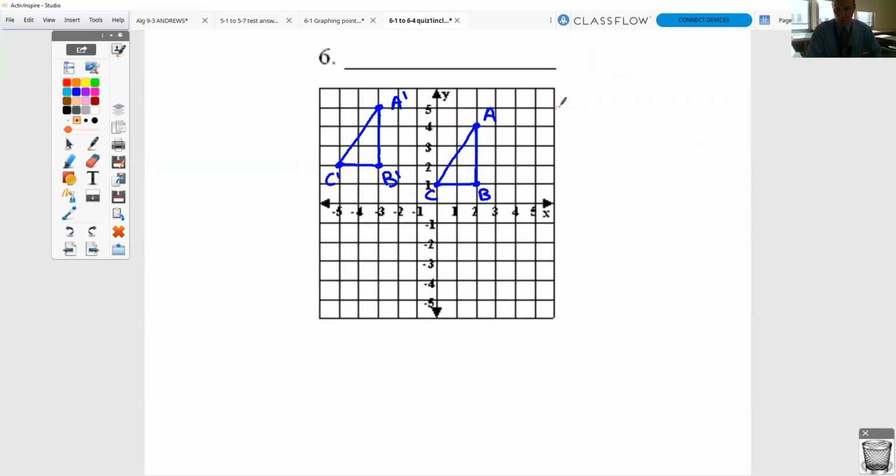Question number 6, the same type of question. Remember, you want to go from the letter to the same letter prime. So like A to A prime. 1, 2, 3, 4, 5 places to the left and 1 up. So left 5, up 1. And again, you could have chosen B to B prime or C to C prime. They'll all be the same. 1, 2, 3, 4, 5, and up 1.